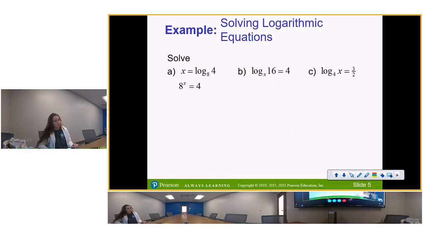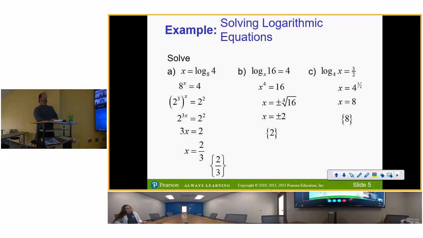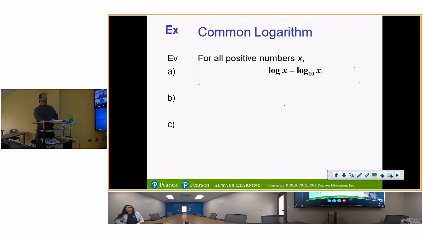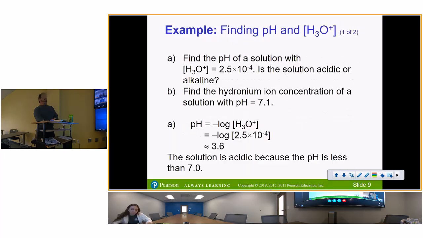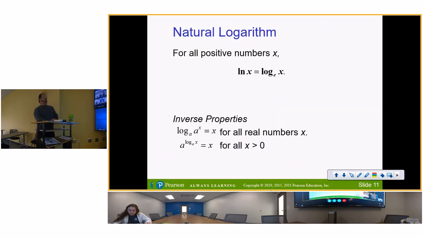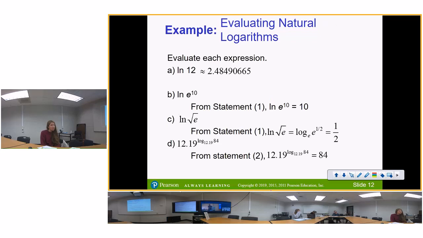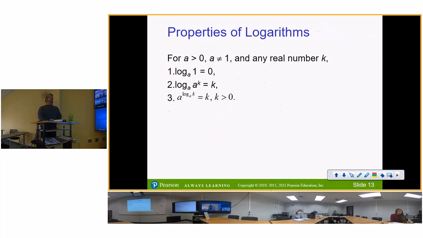I'm going to skip this right quick because I want to get you all to write down all the properties. Okay? All right, write that one down. Oh, there's three of them.